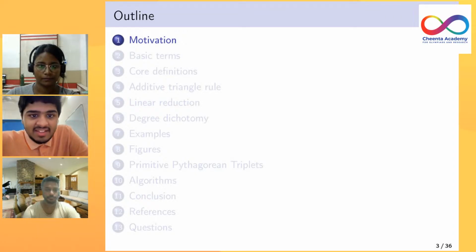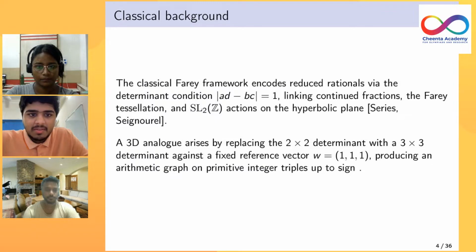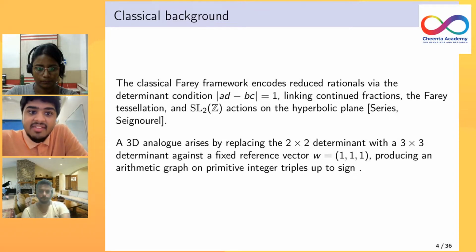So currently, this is my motivation. Here's the roadmap for the session. I would like to introduce the motivation from classical Farey theory, basic graph and arithmetic definitions, and 3D constructions. In the classical setting, the reduced rationals A by B and C by D satisfy the absolute value of AD minus BC is 1, linking continued fractions, the Farey tessellation, and the group action of SL2Z on the hyperbolic plane. Please see the historical references on the slide.